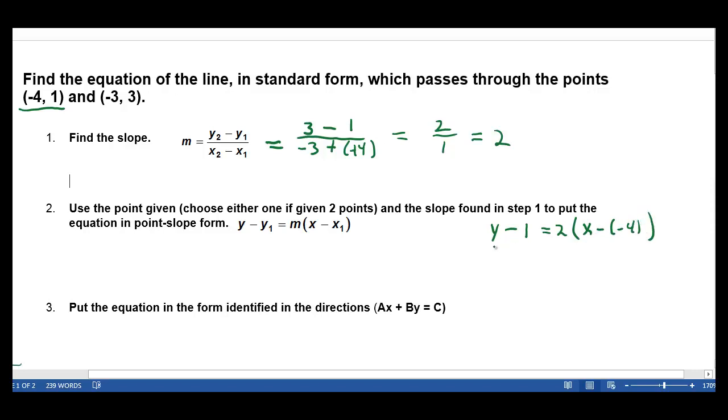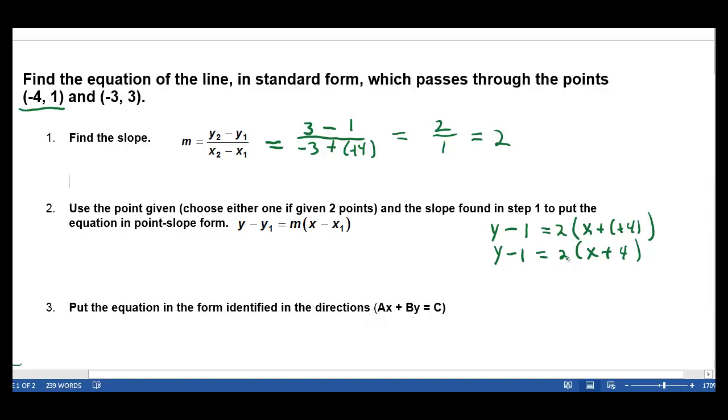So in point-slope form, we have y minus 1 equals 2 times the quantity x. And again, the double negative becomes addition. So that's x plus 4. Now in step 3, we put the equation in the form identified in the directions. Since it was standard form that we're looking for, recall that standard form is ax plus by equals c, where a, b, and c are integers, which means there's no fractions. And a, our leading coefficient, the number in front of x, needs to be positive.